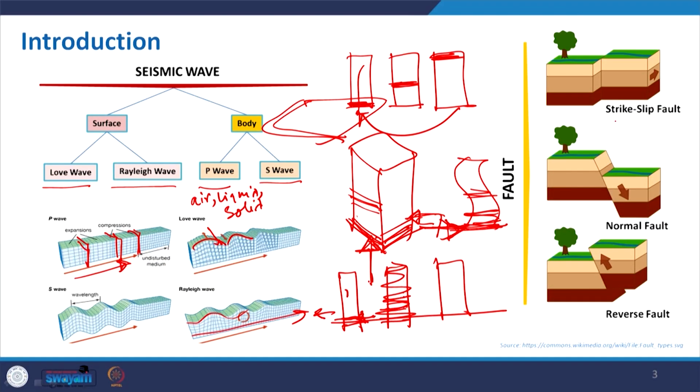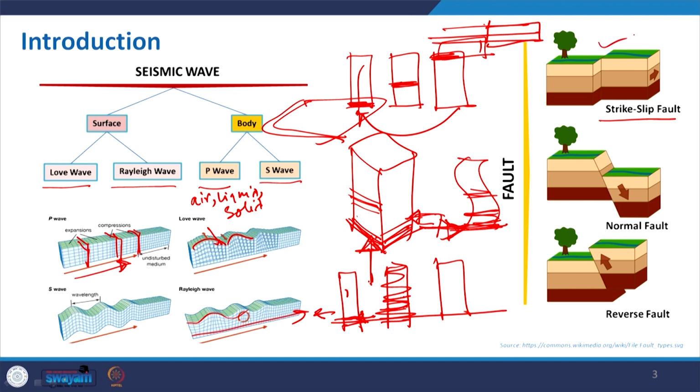Now, coming to the fault, this is basically the deformation, the displacement of the earth surface that happens during the fault. It may be a strike slip fault, where we have an area with a river like this, and with the movement of the earth during the earthquake, this will displace. This portion will slide on the other. So, this is the strike slip.